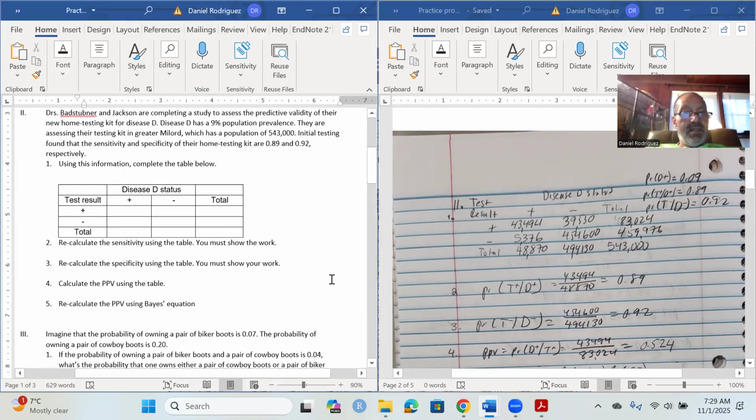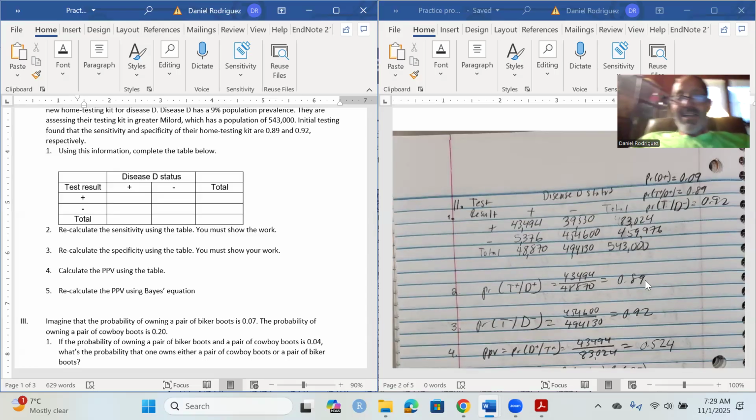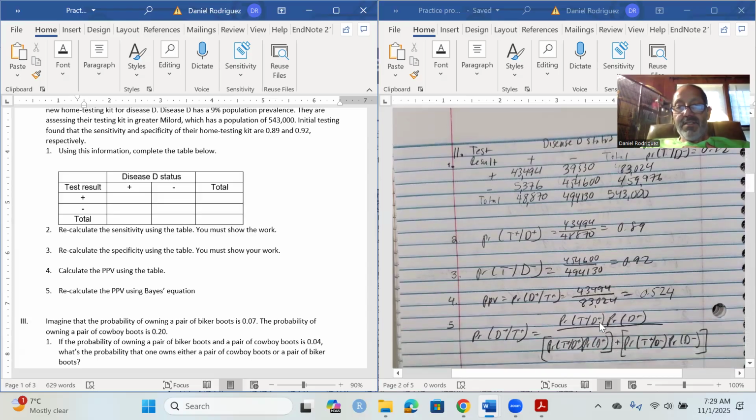Then recalculate the sensitivity. So we have the sensitivity, so you know what the answer is, right? But you've got to show me that you know how it's done. So you take the values and plug them into here. That's what I'm looking for. I want the values. I don't want you to just give me 0.89 because you're probably thinking, well, what the heck? Oh, I got a freebie. No, you didn't get a freebie. I just want you to actually show me that you know that will be 43,494 over 48,87. You see Piper's really chiming in here. That's 0.89. Same as we do with the specificity.